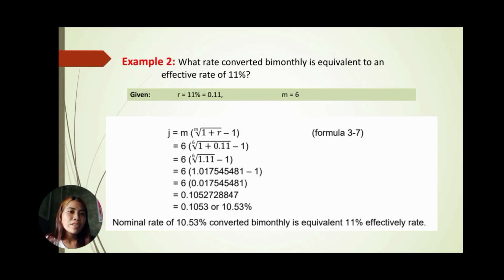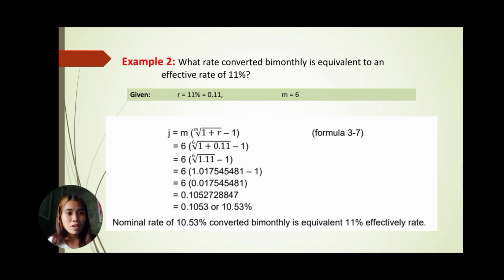So here is another example. What rate converted bi-monthly is equivalent to an effective rate of 11%? Based on the given problem, we have R, or the effective rate, of 11%, or written in decimal form as 0.11, and the number of conversions per year is 6 since it is converted bi-monthly.